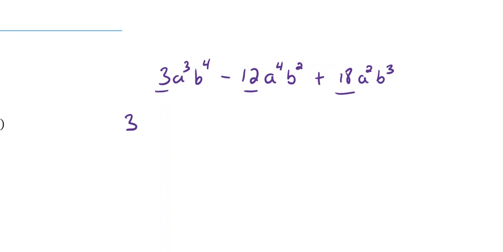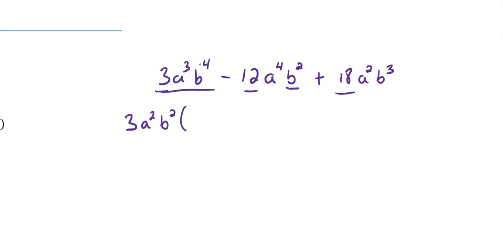And then move on to the a's. Of all those a's, what is the biggest a that goes into all of them? A to the 2. The smallest exponent is going to be the one that goes into all of them, so it'll be a to the 2. And then b to the 2, from this one, right? That was the smallest exponent. And then just like above, what's our next step? We write a bracket and then write what we have left. So now we're going to go through each one of them.